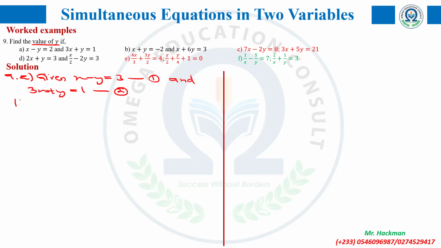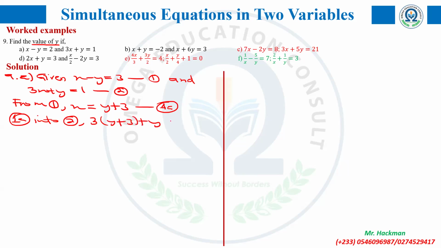So from equation 1, make x the subject. So x will be equal to y plus 3, or 3 plus y. Call this one 1a. Then substitute equation 1a into the equation that you didn't make x the subject, so your second equation. That will give you 3 into your x, which is y plus 3, plus y is equal to 1.